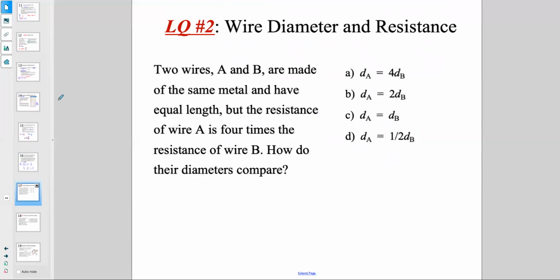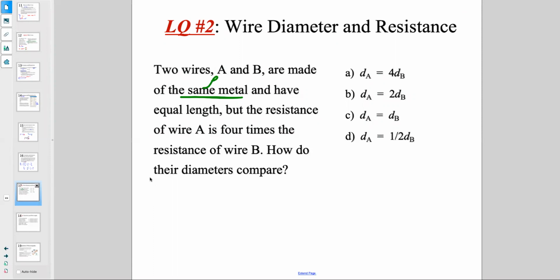Wire diameter and resistance. Two wires, A and B, are made of the same metal. The same metal means that they have the same rho. So the rho is the same for both of them, and they have equal length. But the resistance of wire A is 4 times the resistance of wire B. How do their diameters compare? So, we want to compare their diameter.